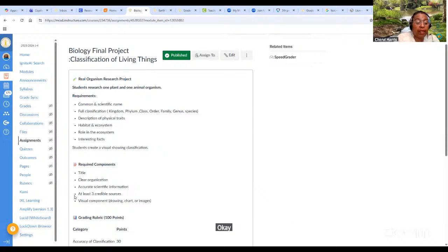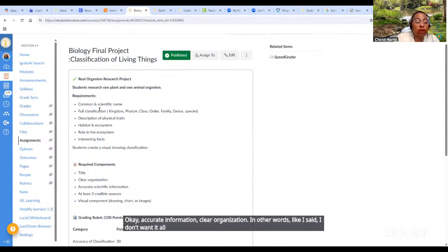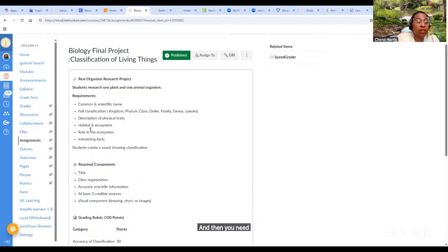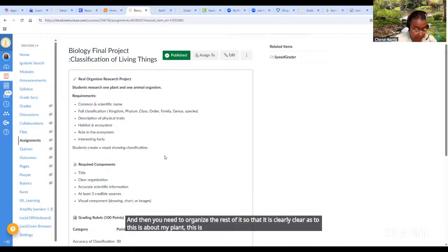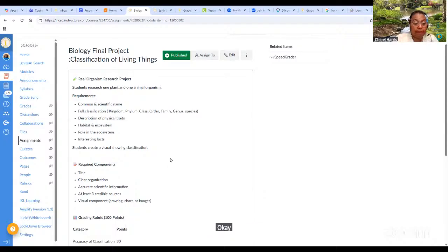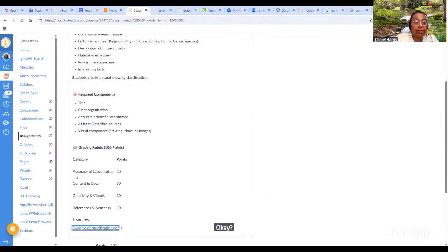Okay. Accurate information, clear organization. In other words, like I said, I don't want it all together. I showed you how to do a chart for the first two, and then you need to organize the rest of it so that it is clear as to this is about my plant, this is about my animal. Okay. All right. So accuracy, content information, neatness, and visuals.